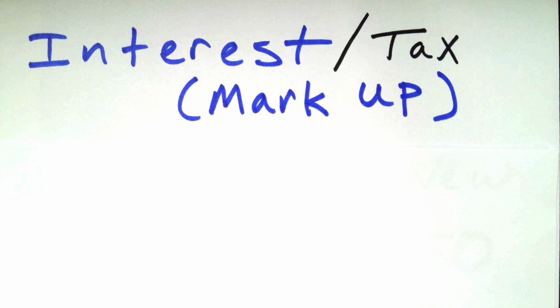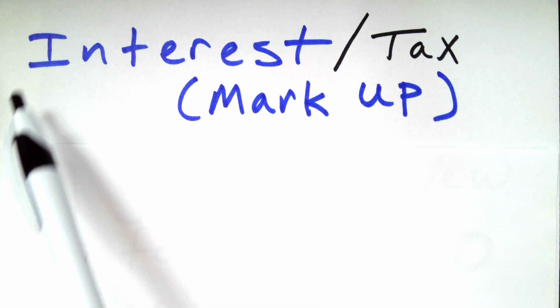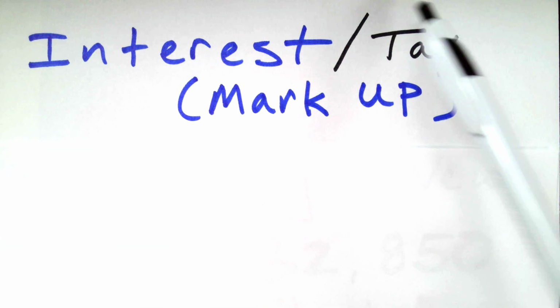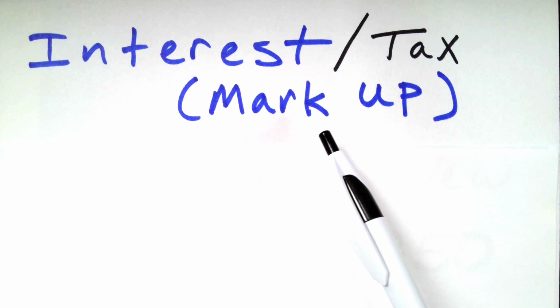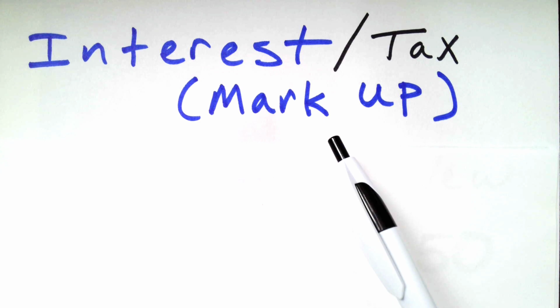In this part 51 video, I'm building off of the part 50 video. This particular part 51 video builds off of example number 2 from the part 50 video, finding the markdown. I want to continue and show you how to use that problem in example number 2 to find the tax, which is called a markup, from that discounted price.